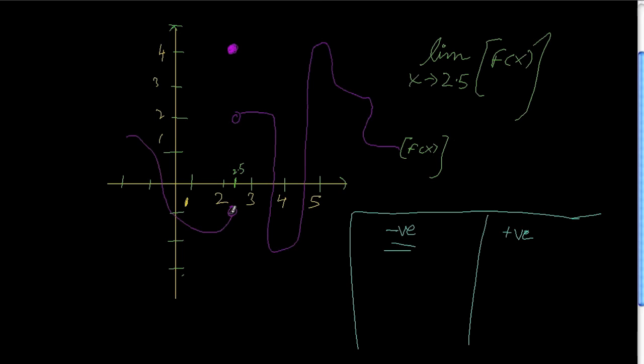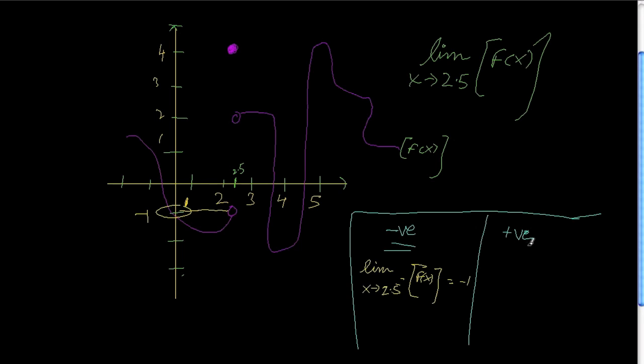At this point there's a gap, and then the value jumps to 4, right? But we don't care about what the value at 2.5 is. We just care what it's approaching. So as the function comes, since this value is right at this point, which is -1, the limit as x approaches 2.5 from the negative side of f of x is equal to -1.